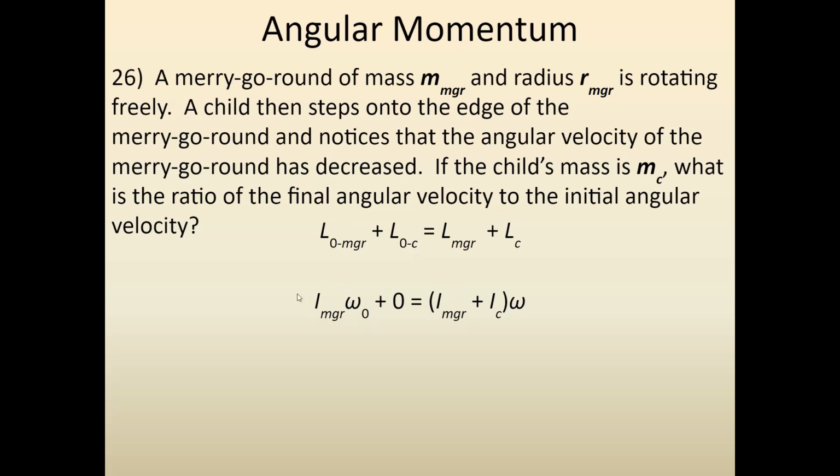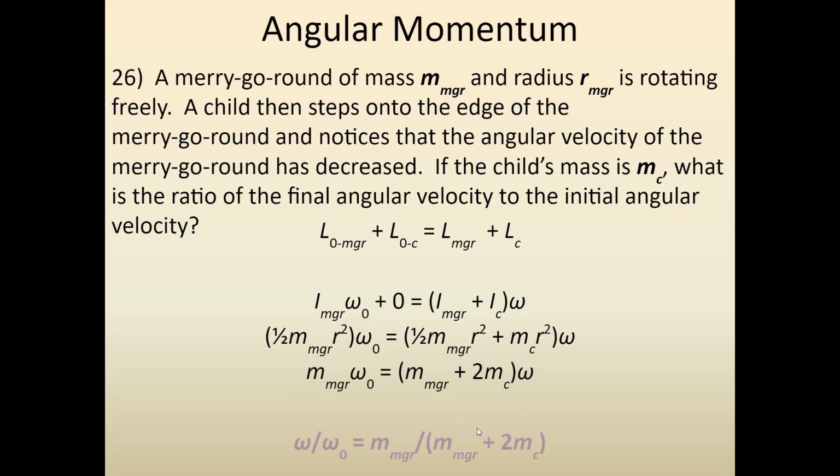The merry-go-round initially has this as the initial angular momentum, and then the final angular momentum will be the combined rotational inertias of the two, the merry-go-round and the person, times the final angular speed. From here, you can see how we're going to figure out the ratio without knowing either of the angular speeds, because we could just divide the initial angular momentum over to here, and then this total rotational inertia over to the other side.